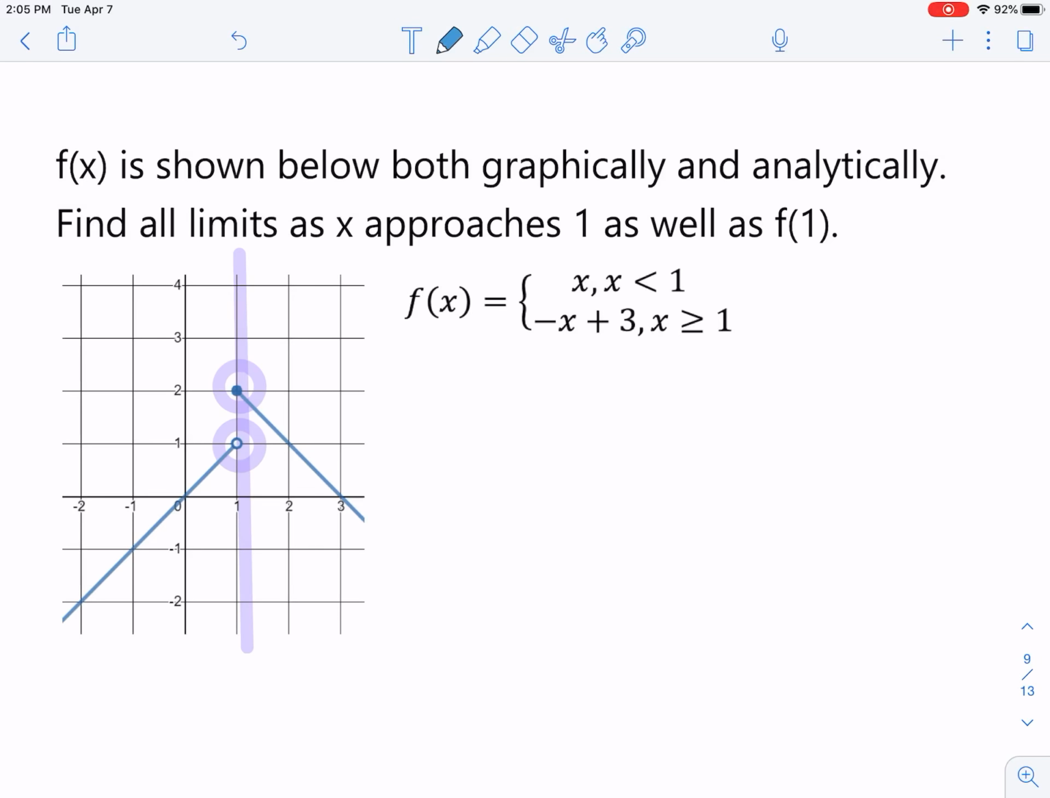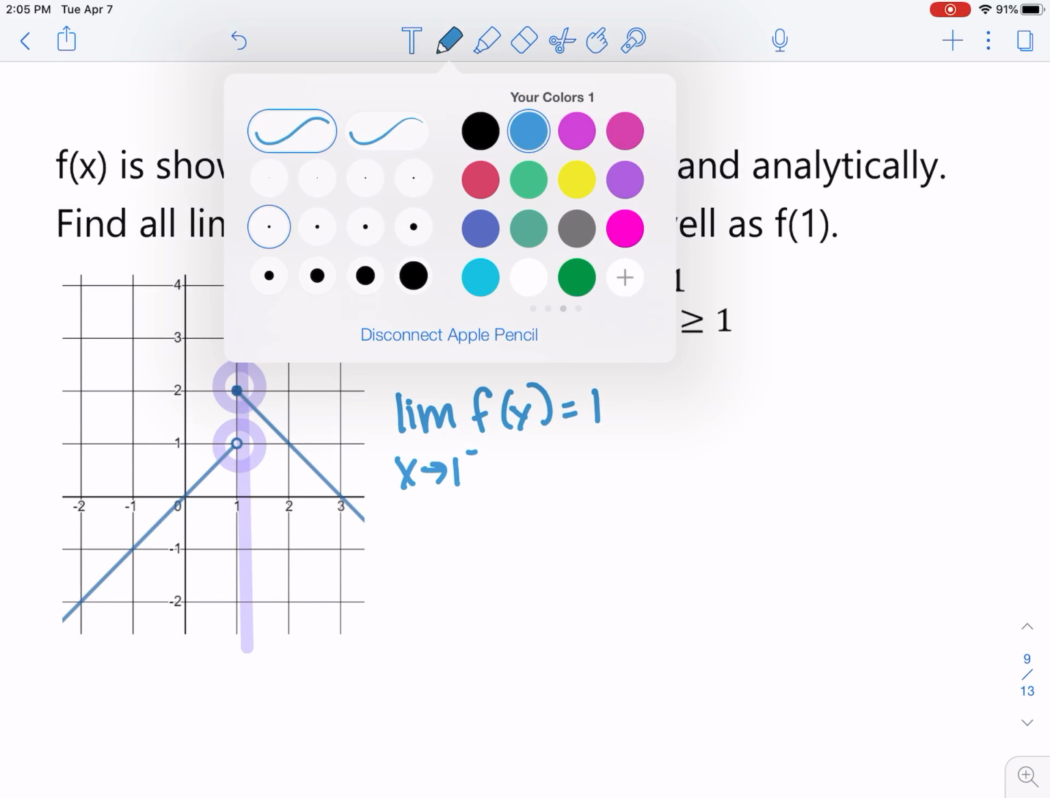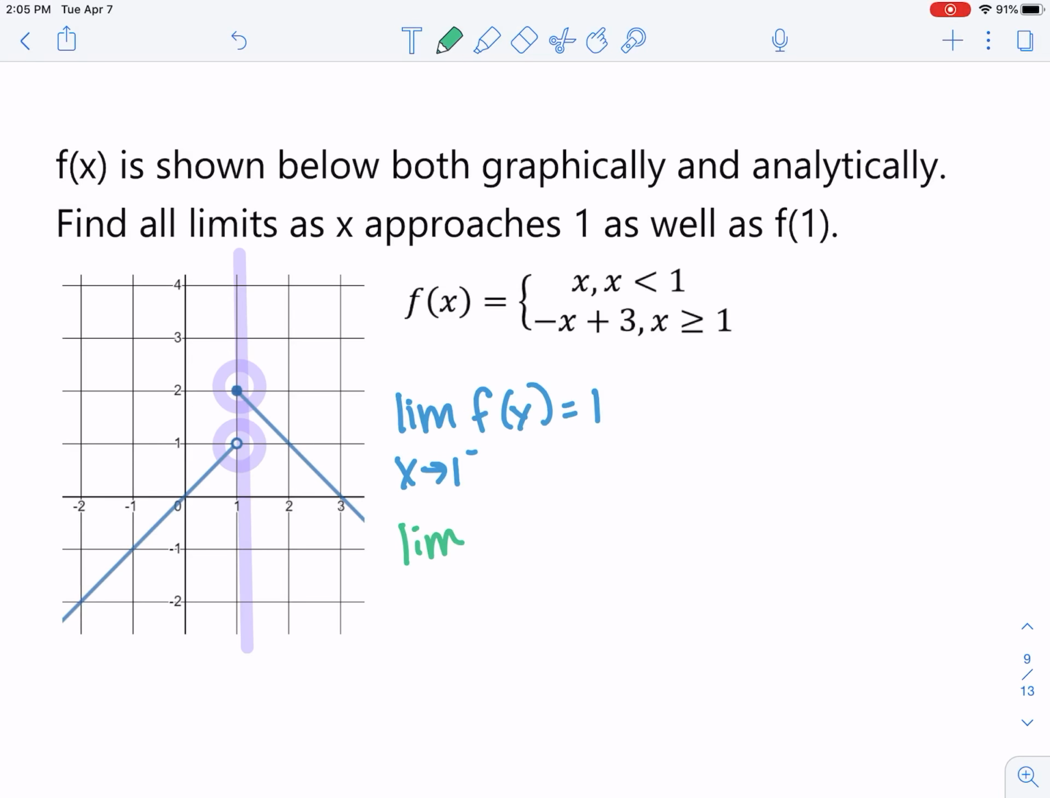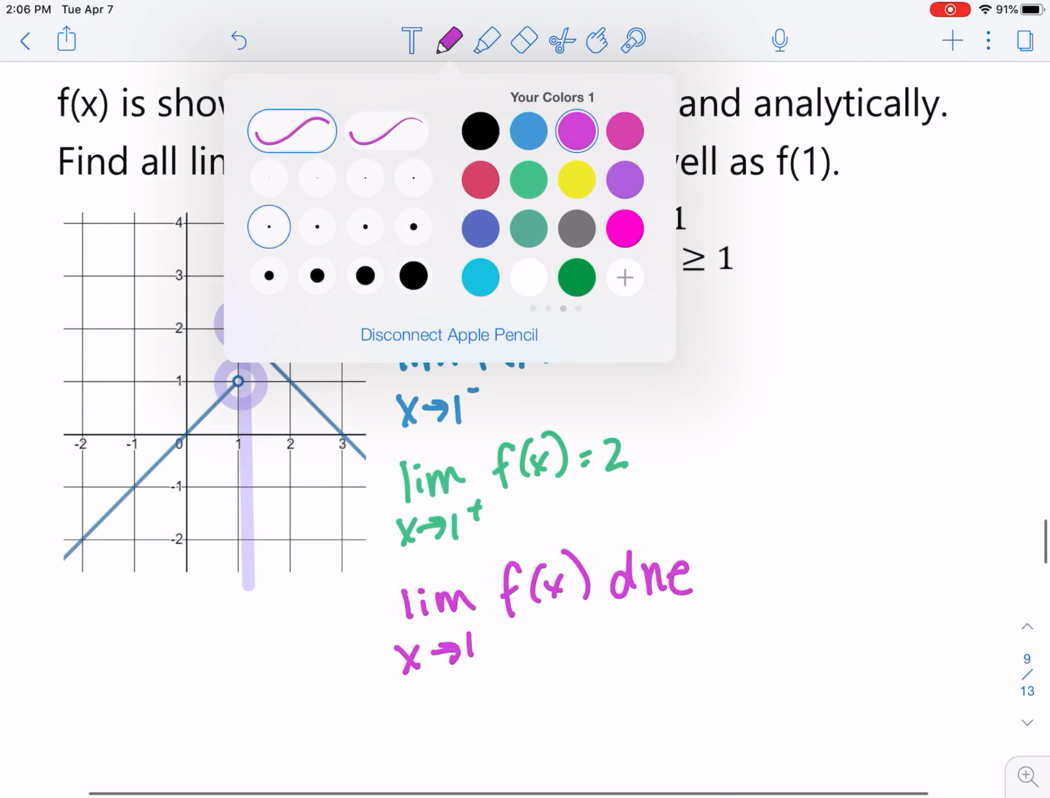So let's write what we have so far. We found that the limit as x approaches 1 from the left of f of x is 1. The limit as x approaches 1 from the right of f of x was 2, which means that the full limit is what? It can't exist, right? Because the left and the right are different, okay? And then what about f of 1?